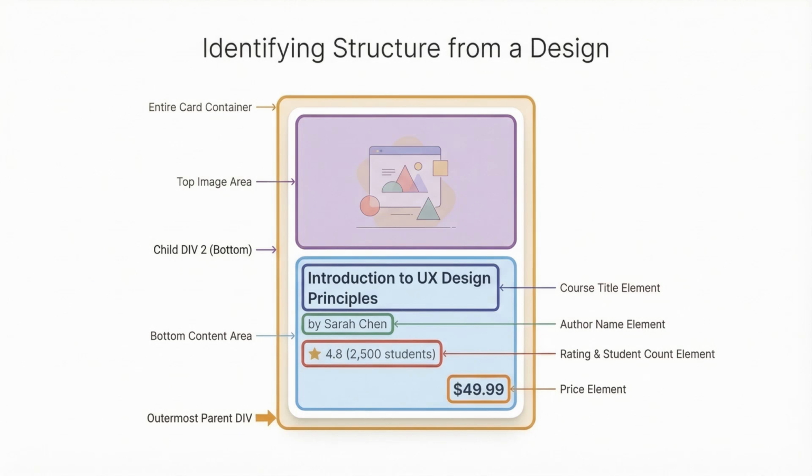The outermost box becomes your parent div. Everything else lives inside it. Then the two inner regions each become their own child divs. This is the nesting pattern you'll use over and over, a parent div with two child divs inside it.